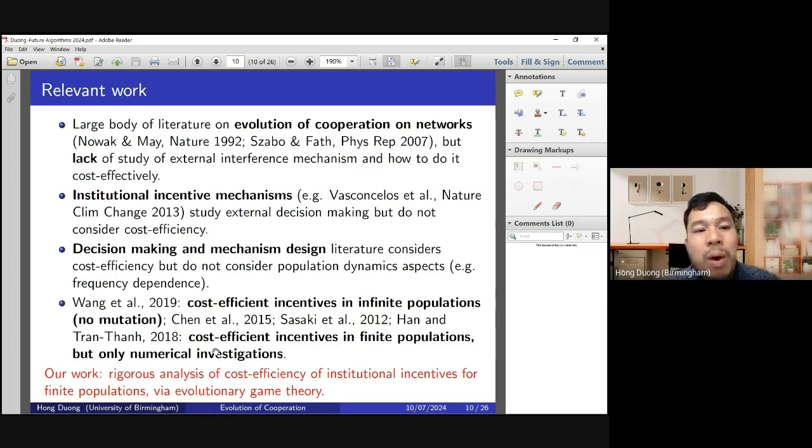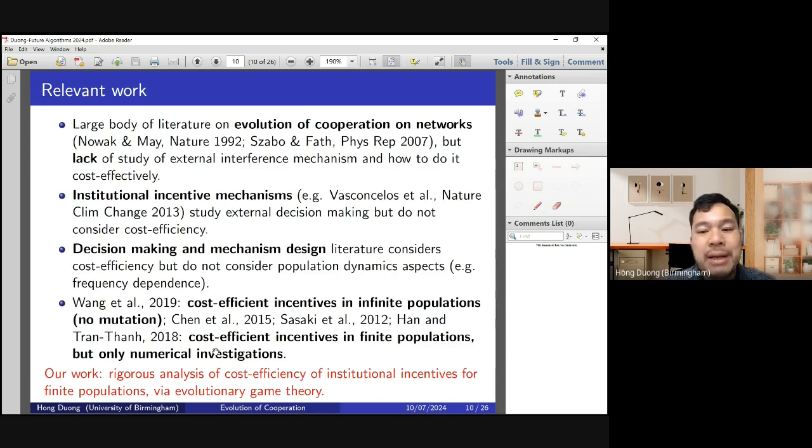There is some work on institutional incentive mechanisms. They also study an external decision maker, but they do not consider cost efficiency. There is also a huge literature on decision making and mechanism design, which considers cost efficiency but does not consider population dynamics. I will mention it later. Recently, there are also papers that consider cost-efficient incentives in infinite populations, without mutation.